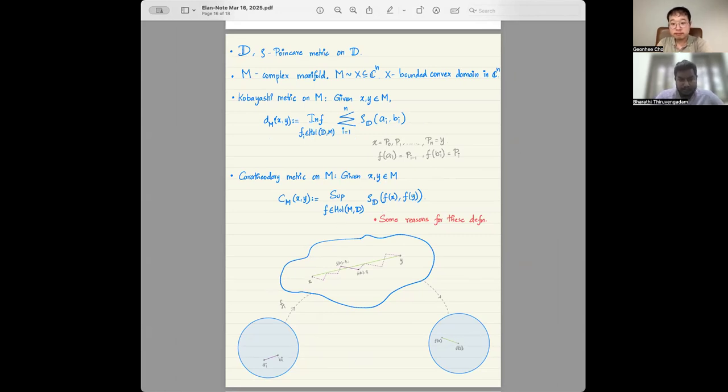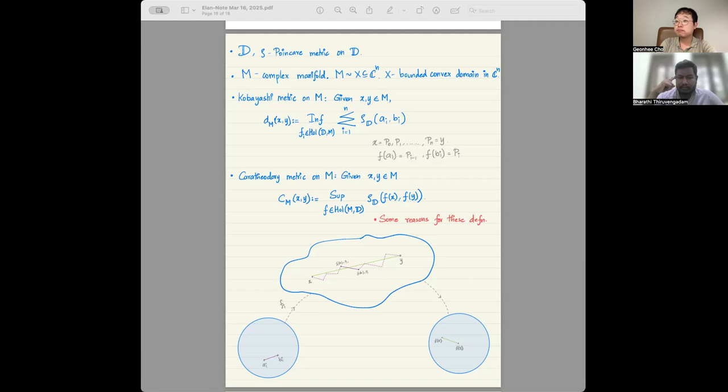So the thing that we are comfortable with is the Poincare metric on the unit disk. That's what we start with. Now, the second point is we start with any complex manifold. If you want, we can assume it is biholomorphic to a bounded convex domain in C. Those are additional assumptions. But in a complex manifold, you want to talk about a metric similar to the Poincare metric. One of the metrics that we are defining is the Kobayashi metric, again by using the metric that we know on D.